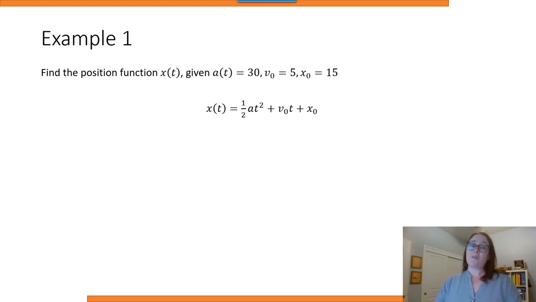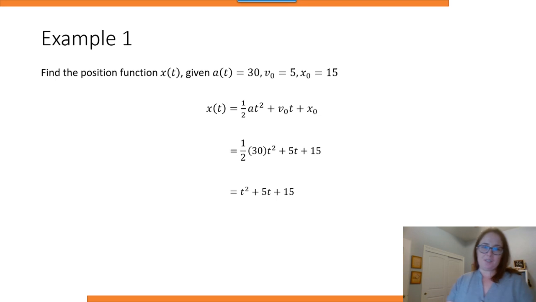So x of t equals 1/2 at squared plus v naught t plus x naught. Plugging all of my values in, I get 1/2 times 30 t squared plus 5t plus 15. And I can clean that up just a little bit by multiplying the 1/2 times 30. Oh, I left it off there. This should be 15t squared plus 5t plus 15 to give us our position function. All right, so just an example of how we can start to apply these methods of differential equations and initial values.